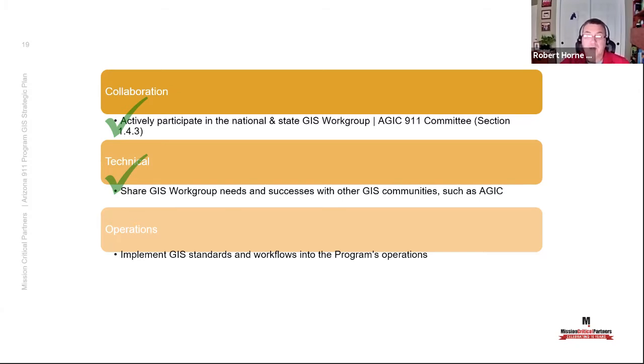So we do have participation in national and state work groups. We do have AGIC and it is working with local GIS. What we don't have is GIS standards and workflows at the 911 program at the state level yet. And so just like the locals that we visited so far who are lacking some documentation, the state is as well. And we are working towards that goal and making sure that that documentation is in place as we identify the gaps and how we're going to move forward.